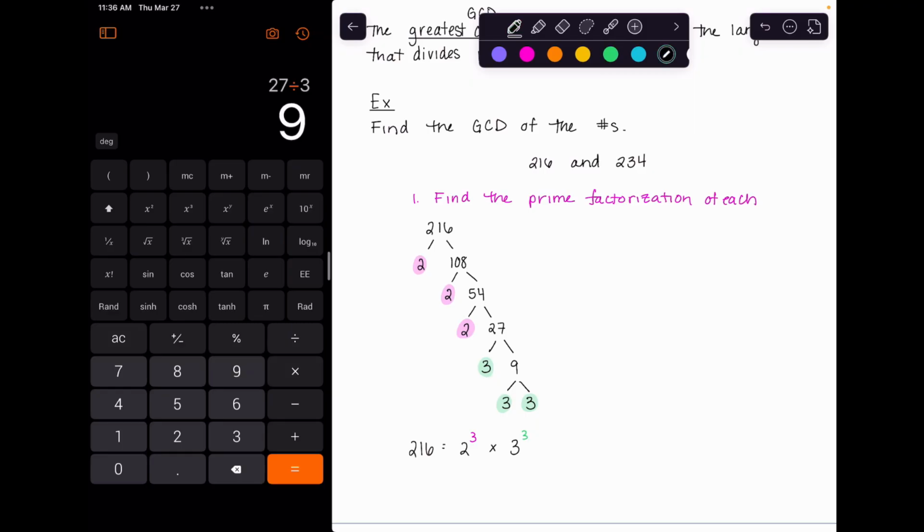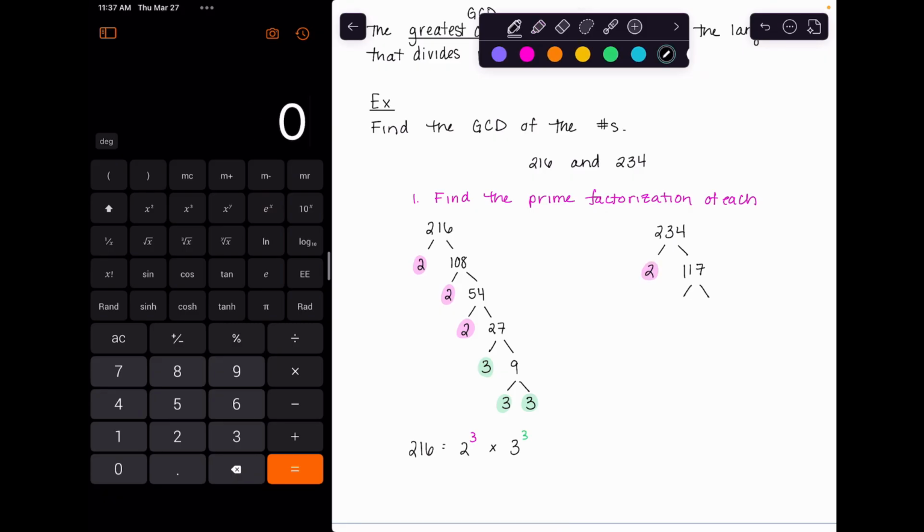Okay. Now I want to do exactly the same thing with 234. So starting out, that's an even number, so let's divide it by 2. That gives me 2 and 117.